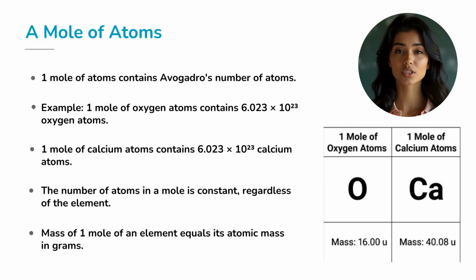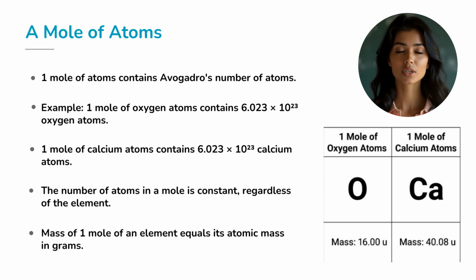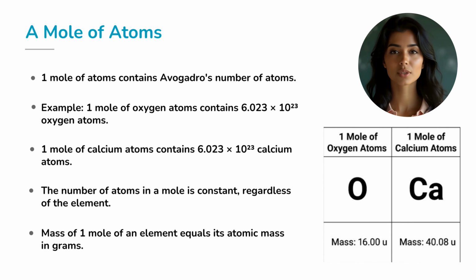For example, when you're breathing in oxygen, you're inhaling a lot more than just a few oxygen atoms, you're actually taking in trillions of them. 1 mole of oxygen atoms weighs 16 grams, that's the atomic mass of oxygen. Similarly, a mole of calcium atoms with an atomic mass of 40 grams will also contain 6.023 times 10 raised to the power of 23 atoms. So, whether you're dealing with small oxygen atoms or big calcium atoms, the mole helps us measure them.